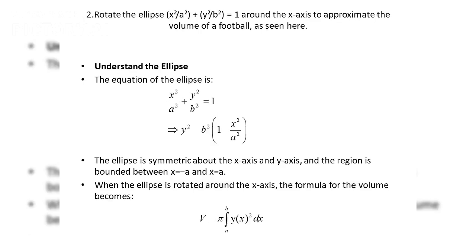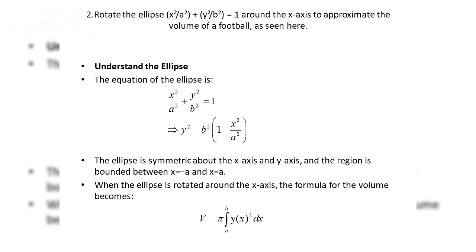Next, let's rotate the ellipse, x squared/a squared plus y squared/b squared equals 1, around the x-axis to approximate the volume of a football. As the ellipse is symmetric around the x-axis, the region is bounded between x equals -a and x equals a. Use the formula of disk method volume, which is volume equals pi times the integral from a to b of y(x) squared dx.